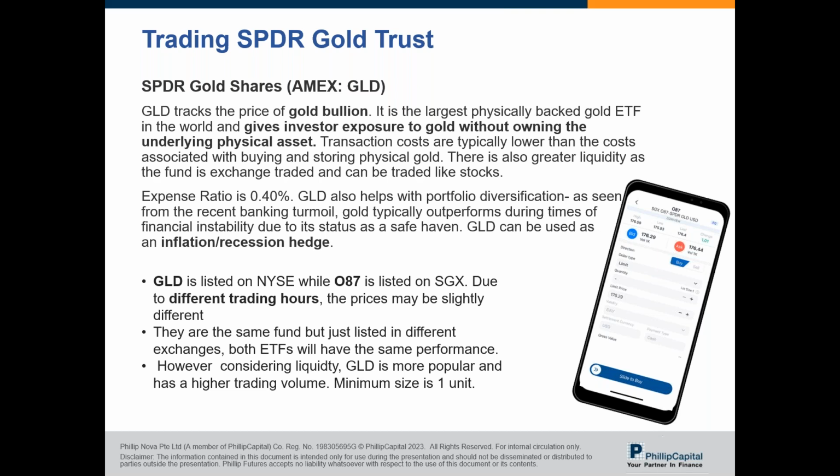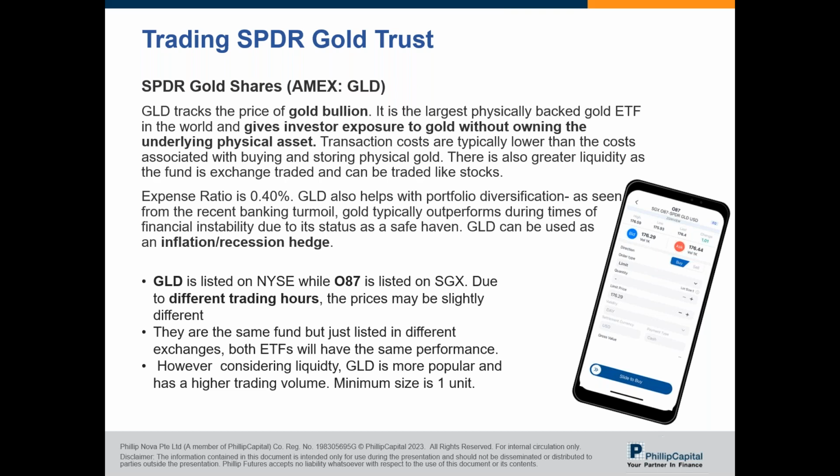So GLD tracks the price of gold bullion, which is the underlying asset. It's the largest physically backed gold ETF in the world. It gives exposure to gold without actually owning the physical gold itself. So this is another way besides gold futures and spot gold OTC. Besides physically owning the gold, you can also use a gold ETF to give yourself exposure to gold.